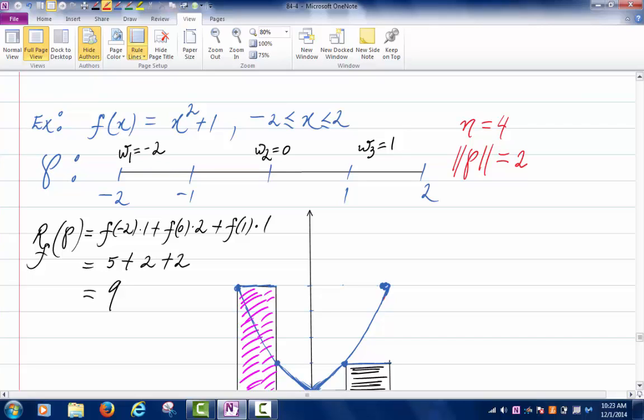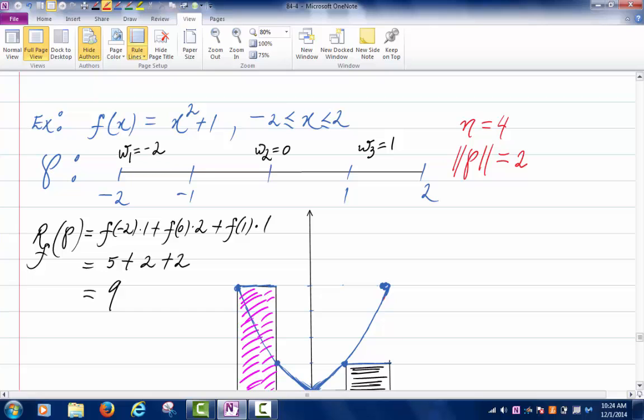So what is f of -2? F of -2 is 5, right? What is f of 0? 1. And what is f of 1? 2. So you plug them in, you add them up, you get 9, okay? So that's the Riemann sum of this function on this interval with respect to the chosen partition, right? Remember, the Riemann sum depends on what partition you picked and also what sample points you picked, okay?